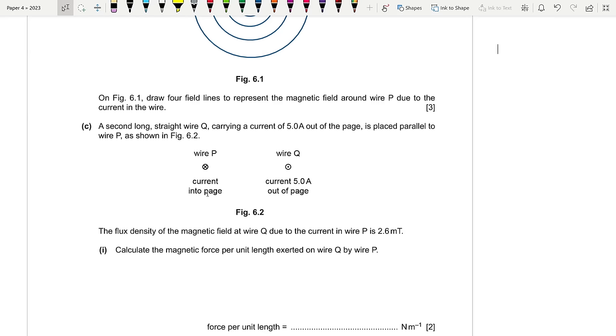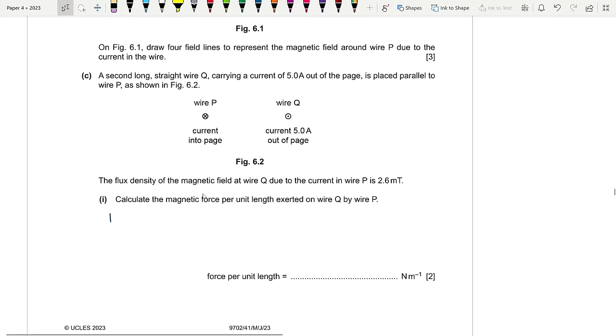Calculate the magnetic force per unit length exerted on wire Q by wire P. So we are trying to find the force on wire Q. We will be using the current in Q, but the field of P exerted on Q, this is the keyword, by wire P. Let's write down the formula first in general. We know that F is equal to BIL. Now we want to find FQ. FQ is equal to the B of P times I of Q times length, but it's force per unit length, so I'm just moving L to the left side.